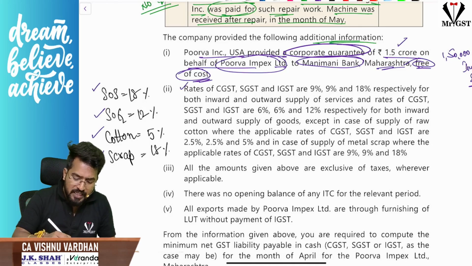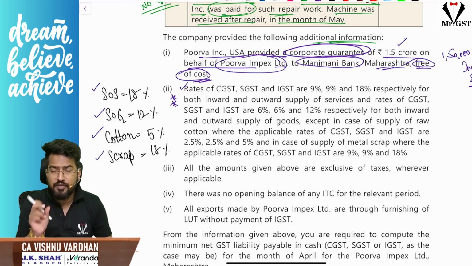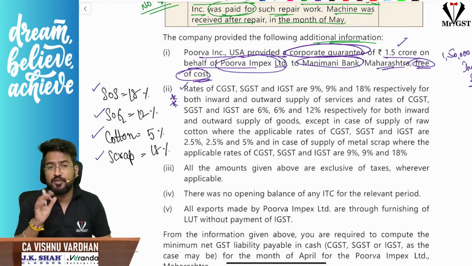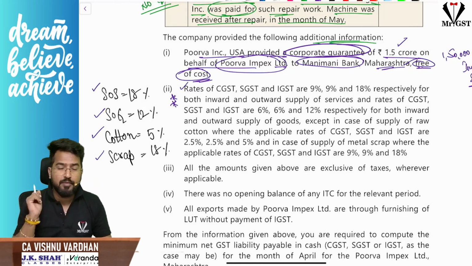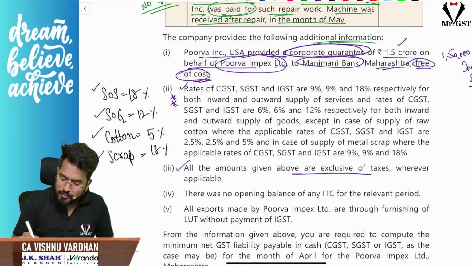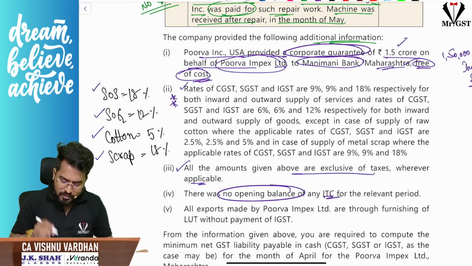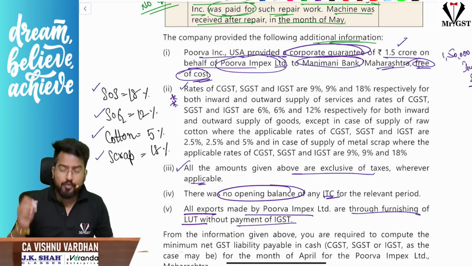This you should be really careful when you are going through this in the exam, because sometimes you will get confused, or you will miss some information, you will miss reading something, so that the problem will be wrong. So please be careful here with the rates. All the amounts given above are exclusive of taxes wherever applicable. No opening balance, super. All exports made by Purva Impex Limited are through furnishing LUT without payment of IGST.